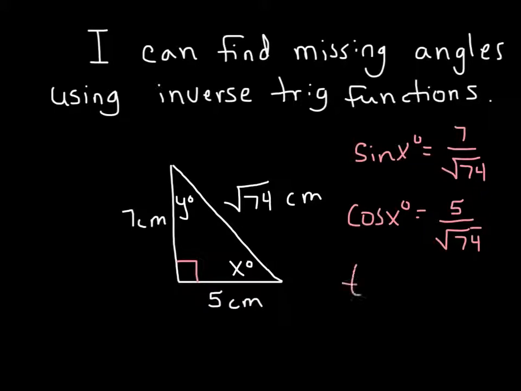And then the tangent of X, of course, is opposite over adjacent, or 7 over 5. And so we know all these relationships. So the question would become, if you know that the sine of X is 7 over the square root of 74, and you know all this stuff that we just wrote out, how can we figure out what angle X should be? And that's what we're going to look at in this video.